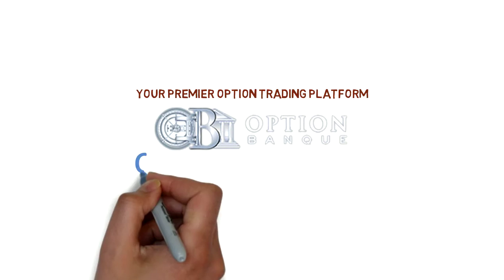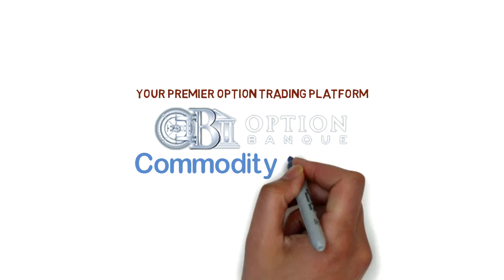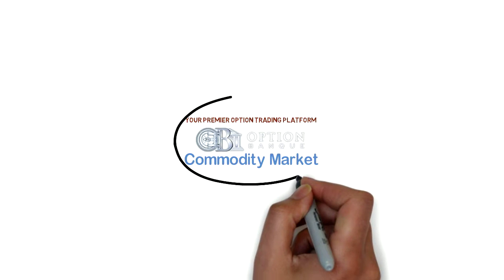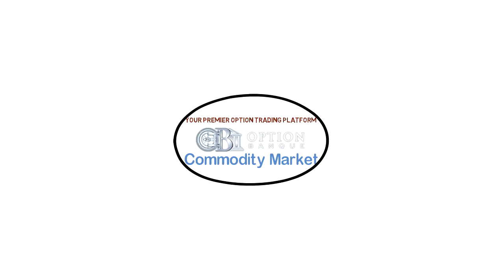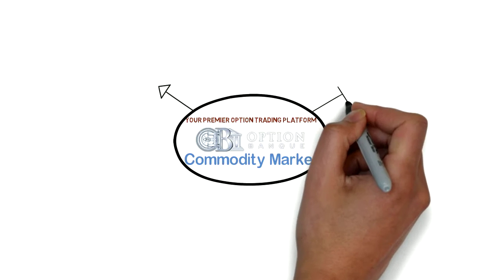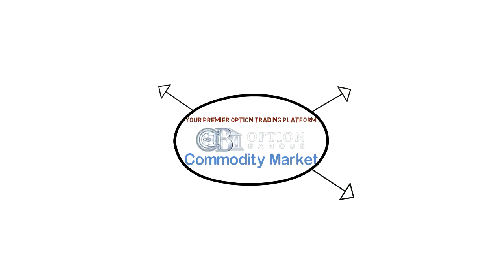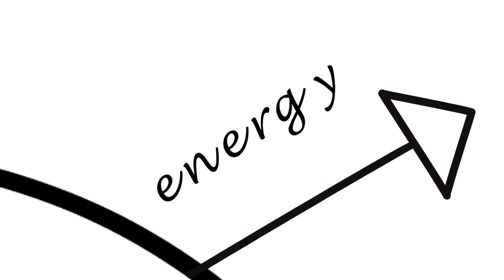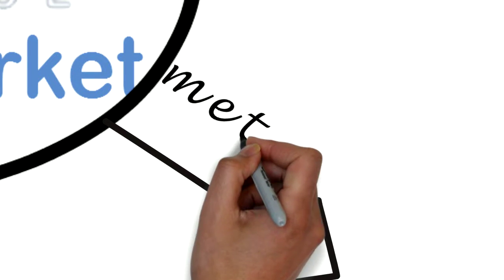Today we would like to discuss some very basic concepts of the commodity market. So, let's begin by asking, what are commodities? Commodities are hard assets ranging from wheat to gold to oil. Since there are so many, they are grouped in three major categories: agriculture, energy, and metals.